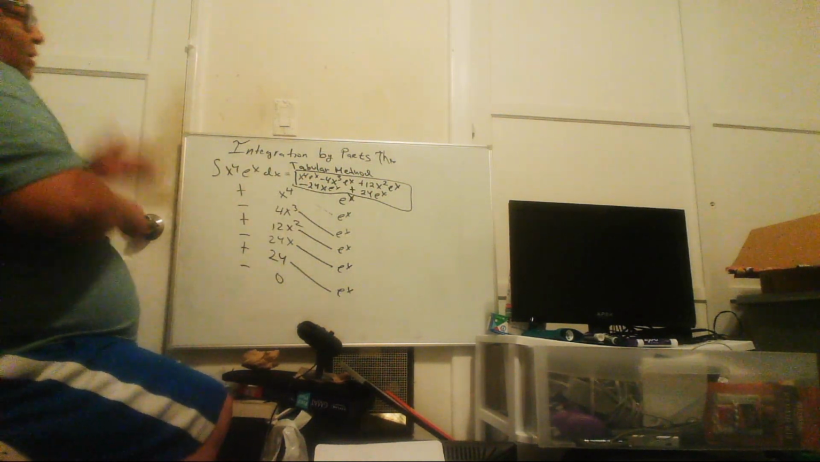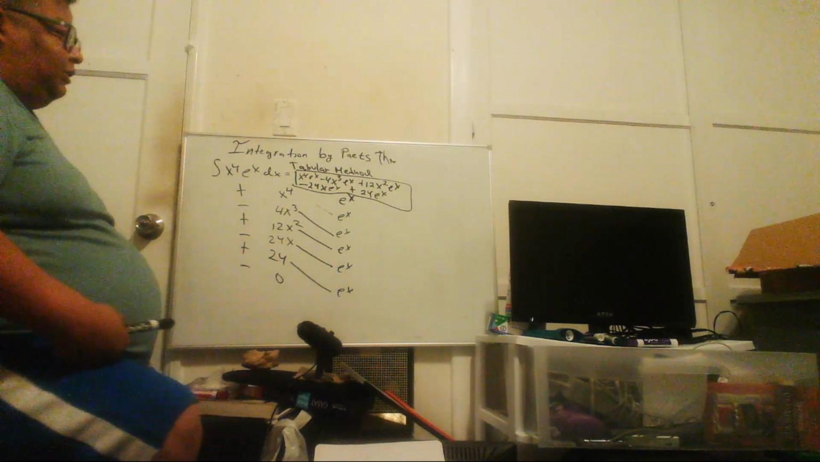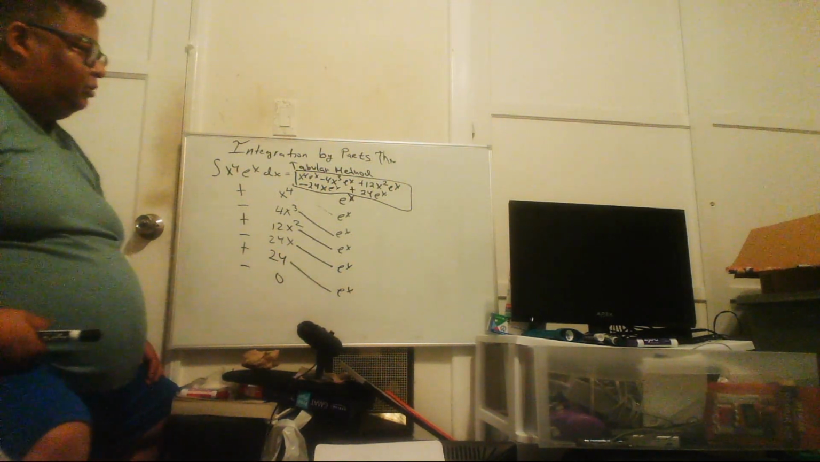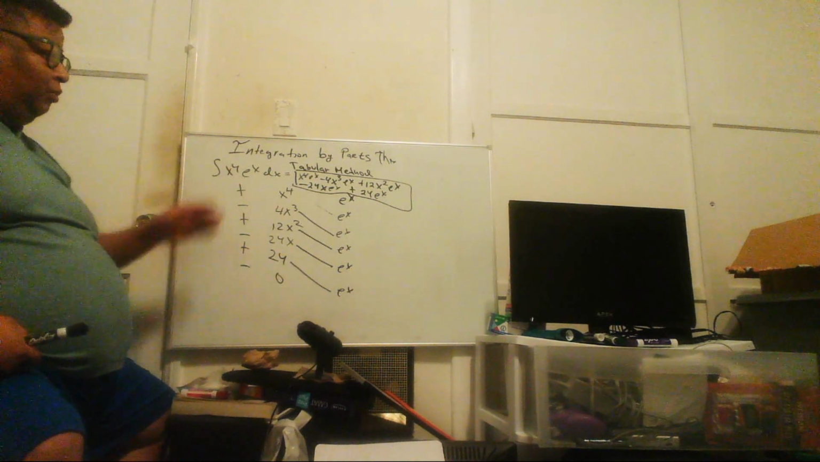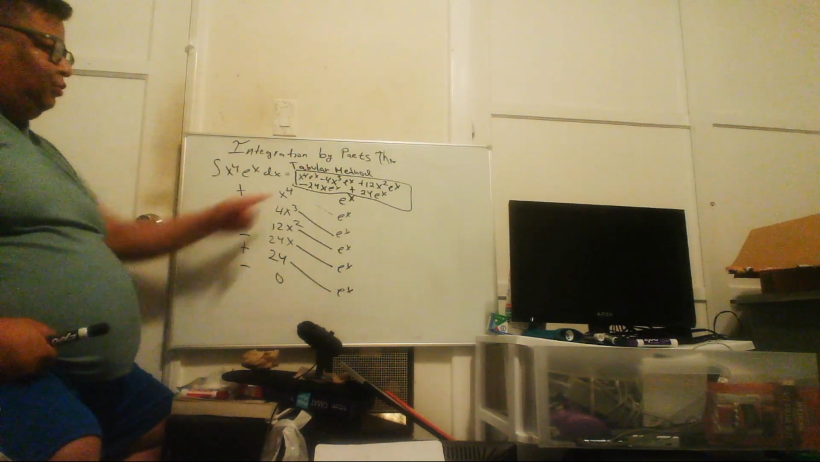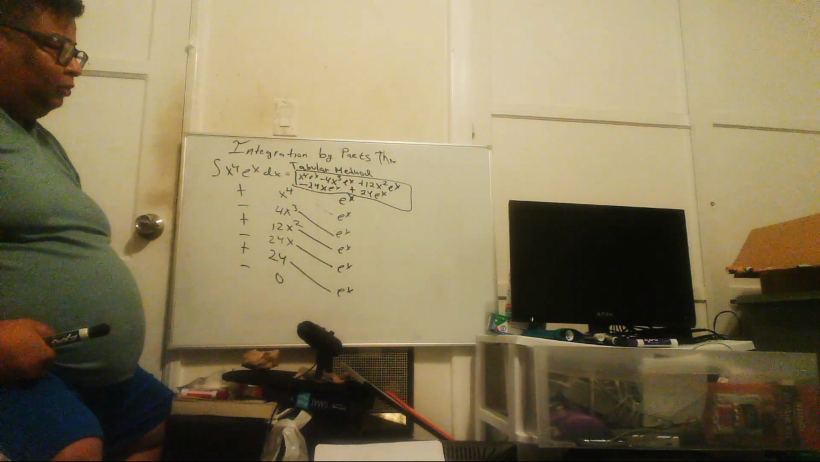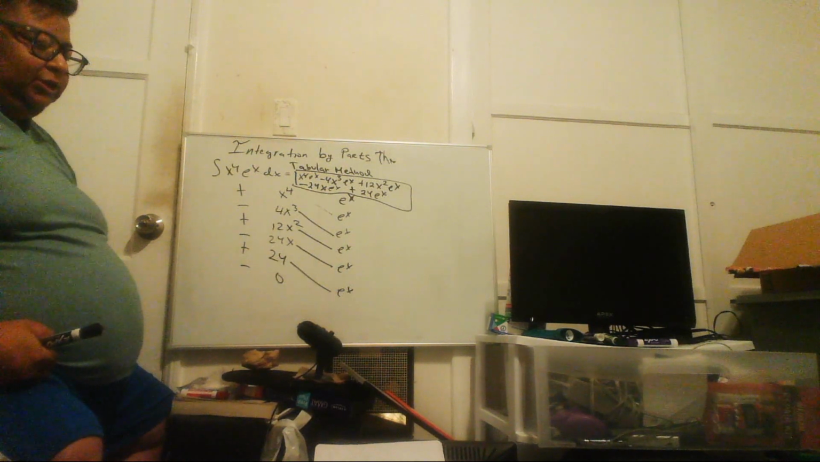So basically you avoid doing the regular integration by parts, because you would have to do multiple integrations by parts. So you avoid it by doing this type of tabular method. We're going to look at another example that you're going to see in another video.